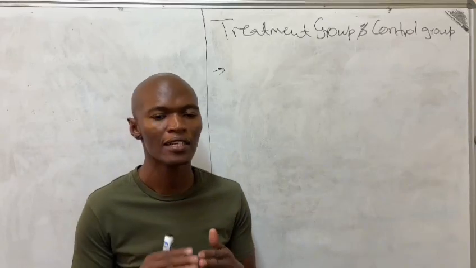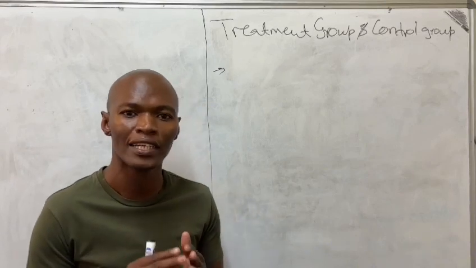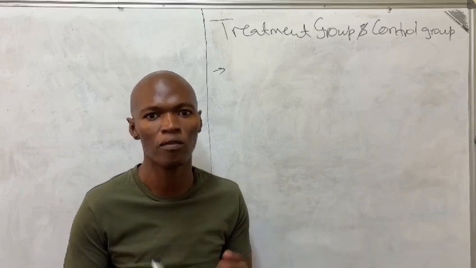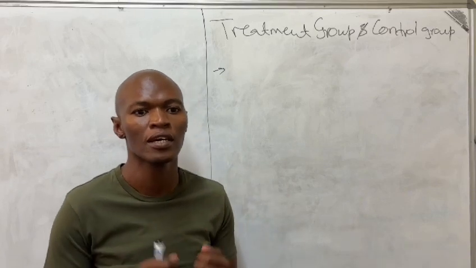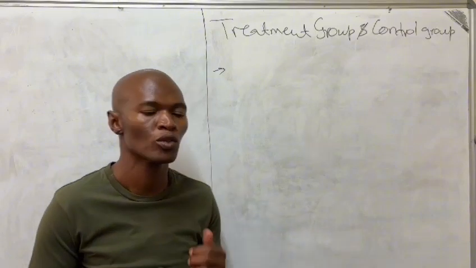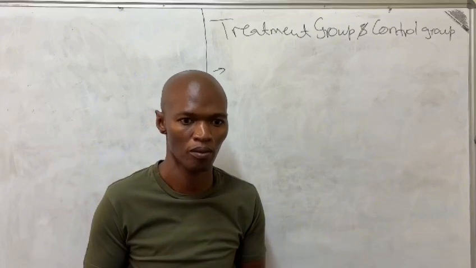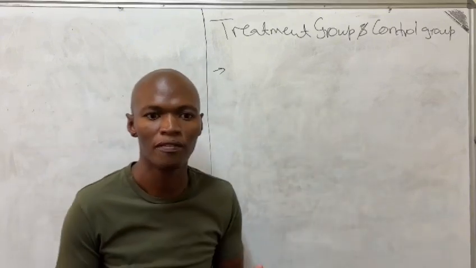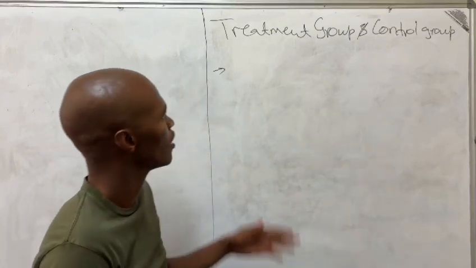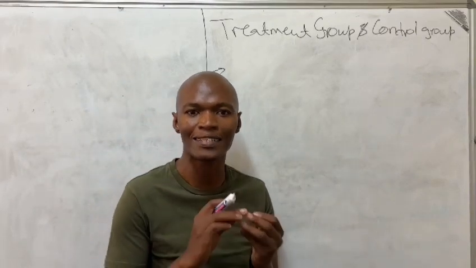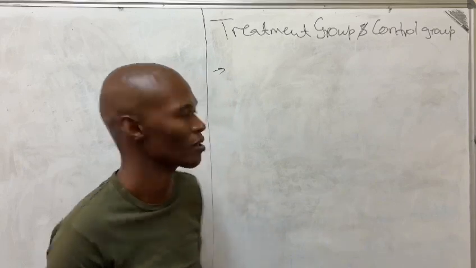As an agricultural researcher, if you are conducting a study and you are interested to know the effect of treatment, you are going to have two groups, the treatment group and also the control group. Now let's try to simplify what is a treatment group. A treatment group is a group of participants that receive treatment in your experiment.